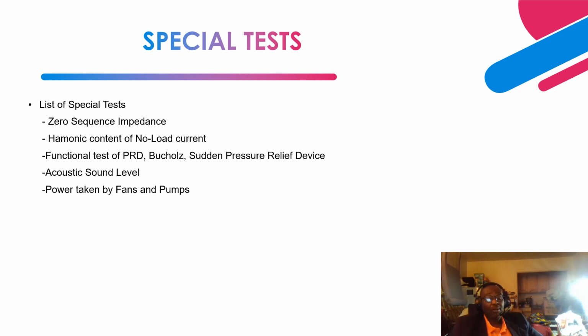As the conservator tank is replenishing that oil and becomes empty, definitely a vacuum is going to be created. At that time, the Buchholz relay is going to identify that condition and trip the transformer. The second function of the Buchholz device is detecting an incipient fault.